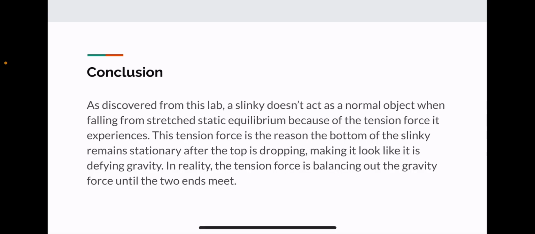As discovered from this lab, a Slinky doesn't act as a normal object when falling from stretched static equilibrium because of the tension force it experiences. This tension force is the reason the bottom of the Slinky remains stationary after the top is dropping, making it look like it is defying gravity. In reality, the tension force is balancing out the gravity force until the two ends meet.